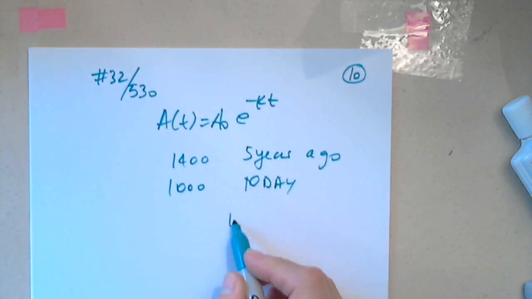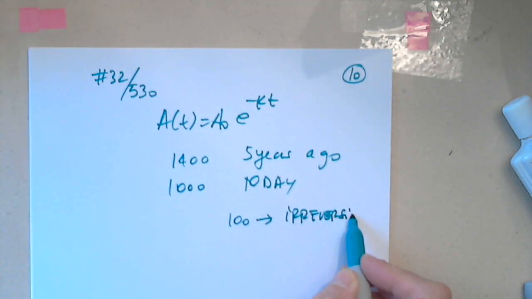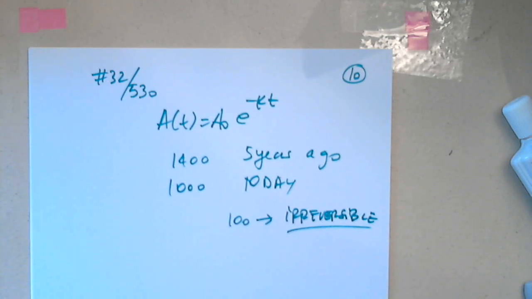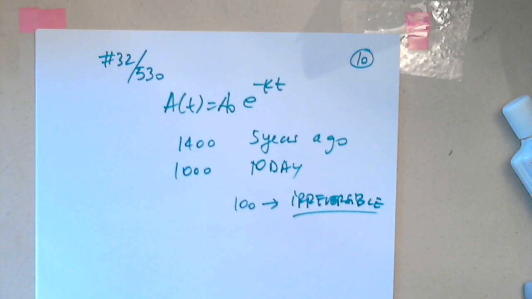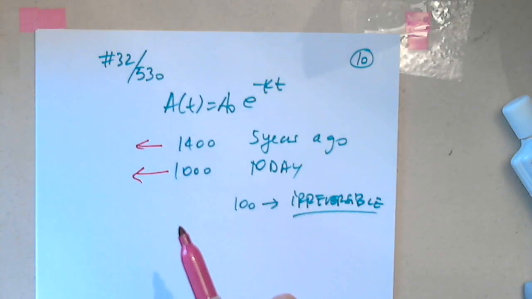Okay. At 100 it becomes irreversible. So if we don't take care of this species soon, in other words, if they drop below 100, they will go extinct. Okay, so basically we are given 2 points here. So let's see how we create these 2 points.